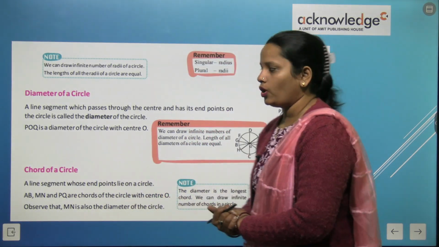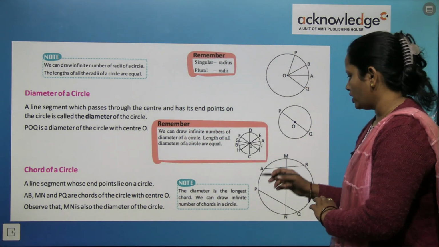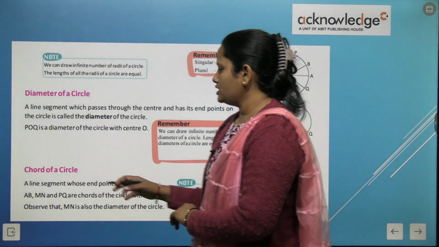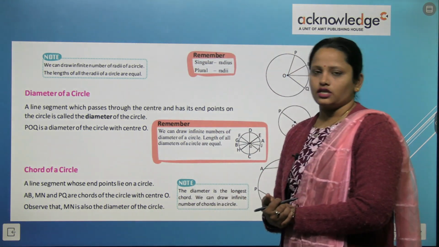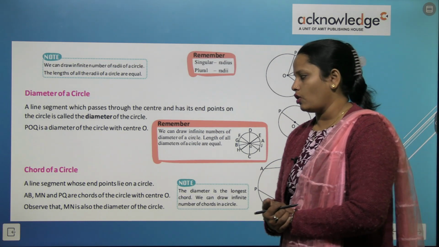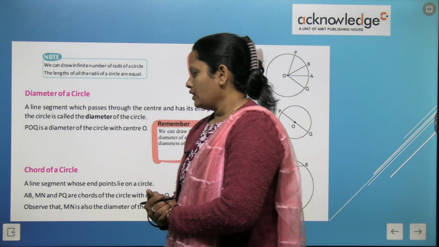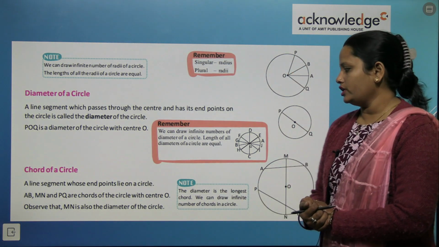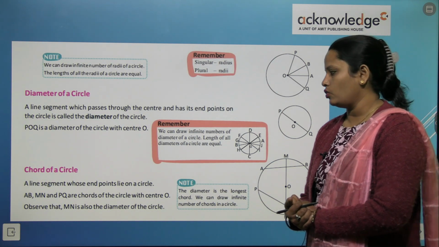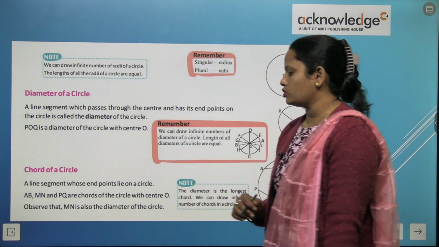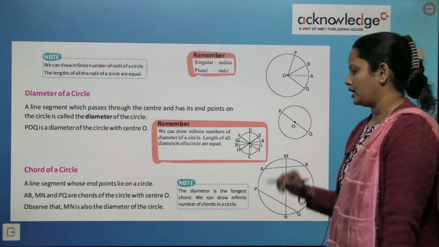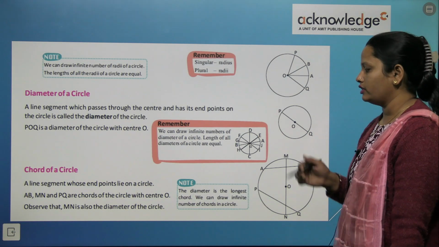Next comes the chord of a circle. What is a chord? Here you can see AB is a chord, PQ is a chord. So a line segment whose end points lie on the circle. कोई भी एक line segment जिसके end points circle को meet करते हैं उसे हम chord कहते हैं. AB, MN and PQ are chords of the circle with center. ये सारे जो हैं chords हैं जिसका center क्या है? O. Observe that MN is also the diameter of the circle. और हम क्या देख सकते हैं कि ये जो MN है इसे हम diameter भी कहते हैं. And this is the longest chord of the circle.